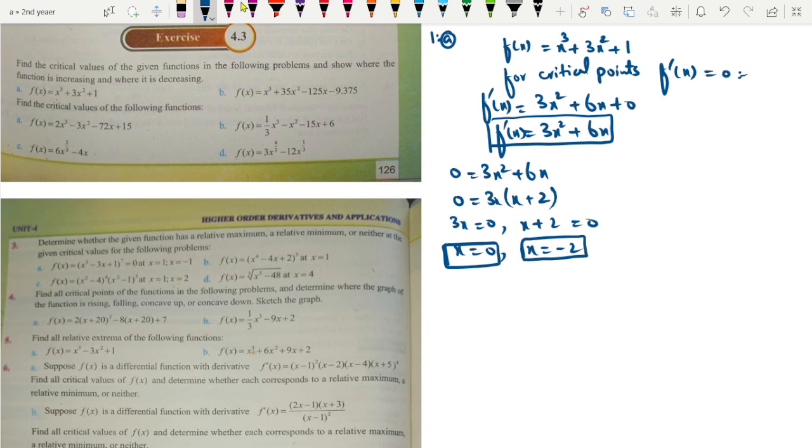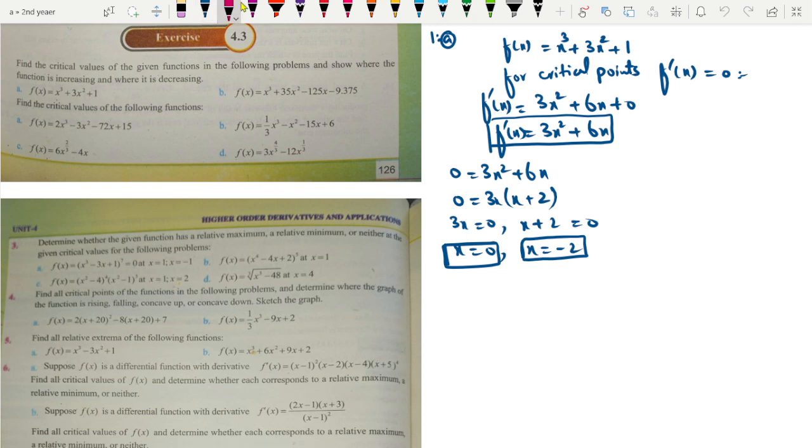If you want to find the y coordinates of the critical point, put x is equal to 0 in this function and put x is equal to minus 2 in f of x. You will find the y coordinates of the critical point. Now the second part of the question is to show where the function is increasing and where it is decreasing.